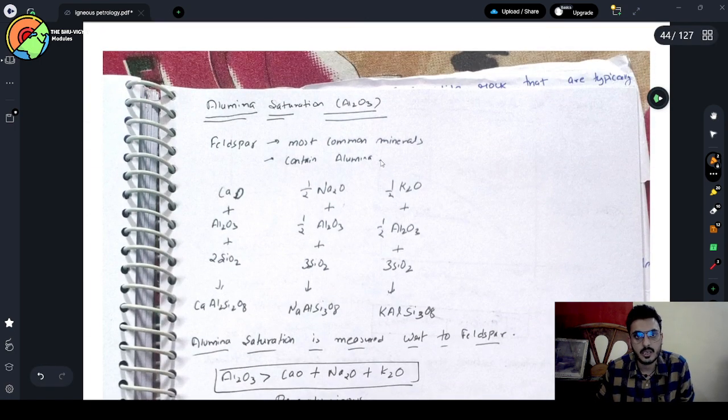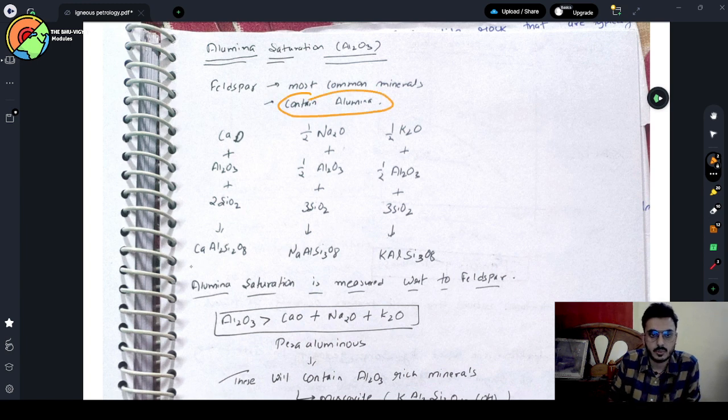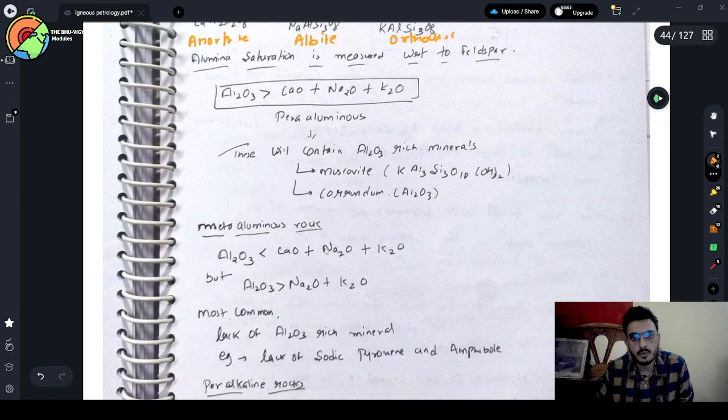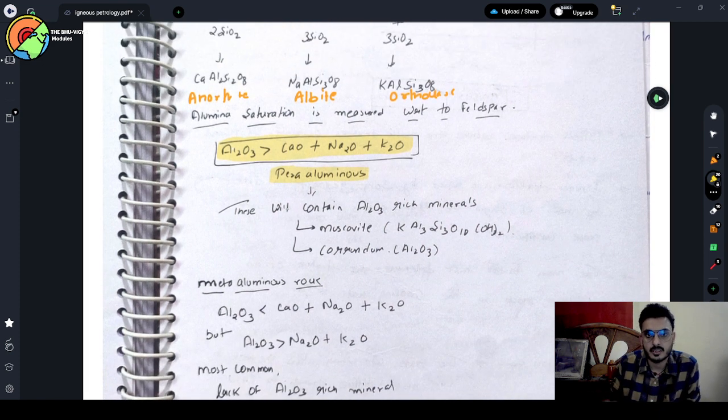Now, if we move to the alumina saturation, okay. So if we see, the feldspars are the most common minerals which contain aluminium. Okay. Now if we see this one, this is anorthite. This one is albite, and this one is orthoclase. So if you see here, all of them have Al2O3 in their composition. Okay. Now if the Al2O3 percentage is greater than CaO, Na2O, and K2O, that type of rock is known as peraluminous rock. Because this rock will be rich in Al2O3 rich minerals, for example muscovite and corundum.